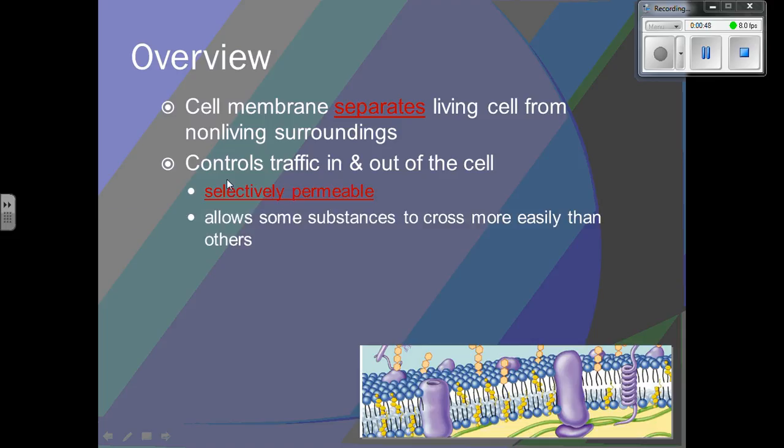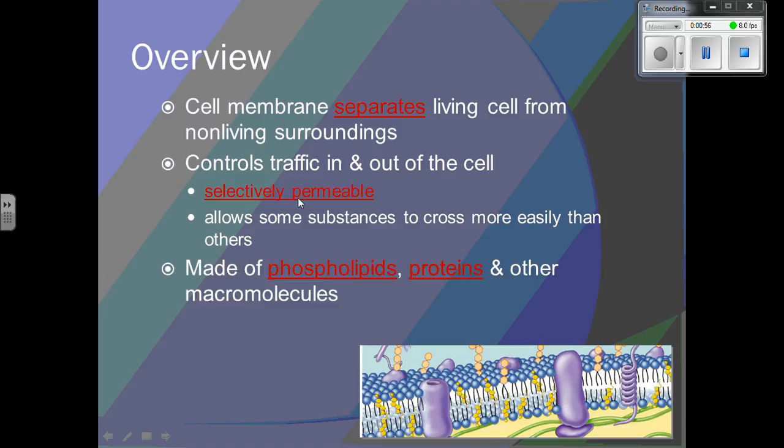It's selectively permeable, allows some substances across easily, while others need some help. And it's made out of phospholipids, proteins, and other things like carbohydrates. So that's sort of what we're going to talk about. I know in the Bubble Lab we mentioned those terms fluidity, flexibility, selective sealing, and the word transport protein came out to really specify how the cell membrane actually functions.